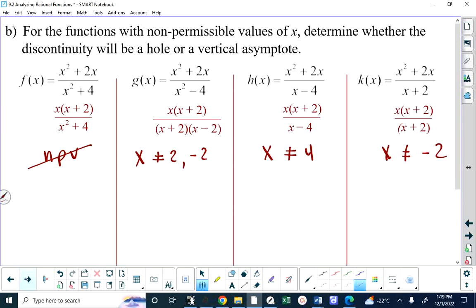there are no holes or vertical asymptotes for f of x because there are no non-permissible values. G of x will have a hole at a particular value of x, and it will have a vertical asymptote at a particular value of x. And I wrote those differently because the hole is going to be two numbers. Which of these numbers, positive 2 or negative 2, is the x-coordinate of the hole?